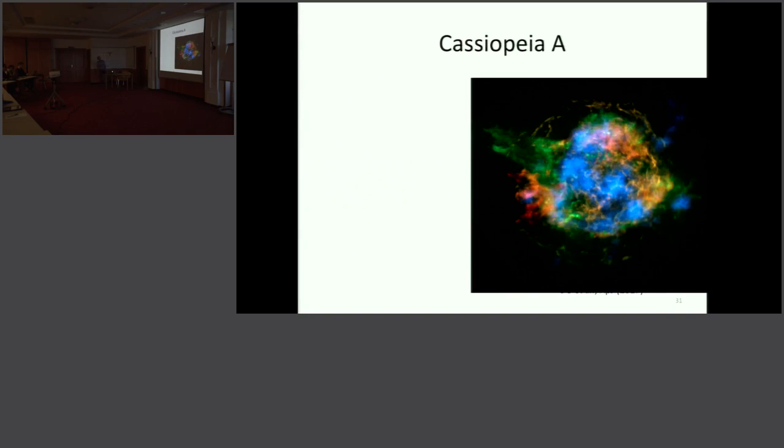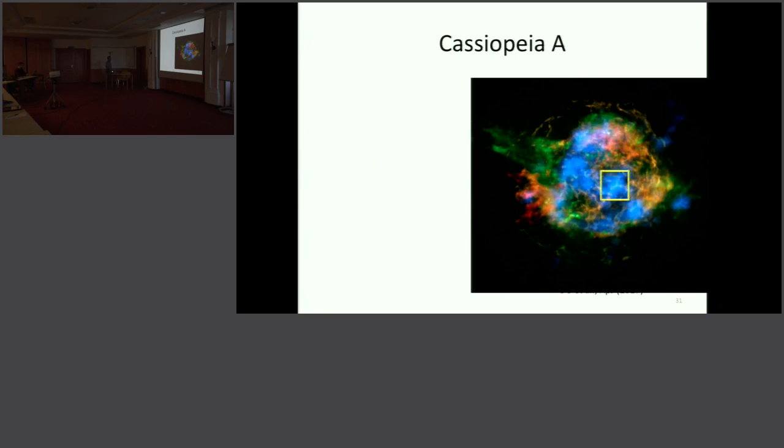This is the map. In this color, the red is iron, the green is silicon, and this blue color is the titanium-44 map. So this is what NuSTAR provided us. We had the silicon and the iron from satellites like Chandra. NuSTAR produced this titanium map.